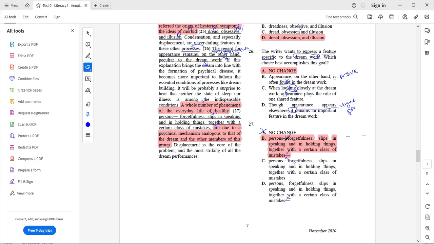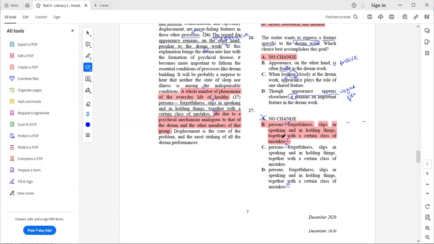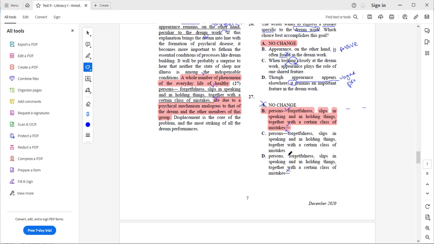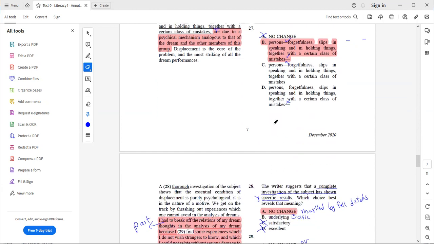Let's look at B. We have persons, then we have a dash, we have another dash, so it can work. So now from here it's gonna be all non-essential. So where is the verb? The verb is gonna be like that: a whole number of phenomena of the everyday life of healthy persons are due to. So it worked. What about C? Why is it wrong? The same problem. We have a dash, but we don't have another dash. What about D? We have a dash, but we don't have another dash. So it's easy, it can be solved. B is the right one. Clear, Dr. Hamza? Yes.